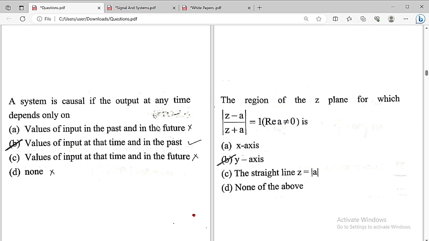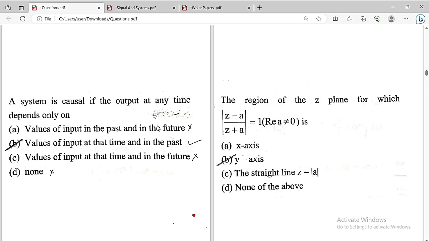So we can say a system is said to be causal when the present value of the output is independent of the future values of the input. It can depend on the present values of the input or the past values of the input, but not on the future values of the input. Then only we can say the given system is a causal system. So finally, a given system is said to be causal when the present value of the output depends on the present values of the input or the past values of the input, but not on the future values of the input.